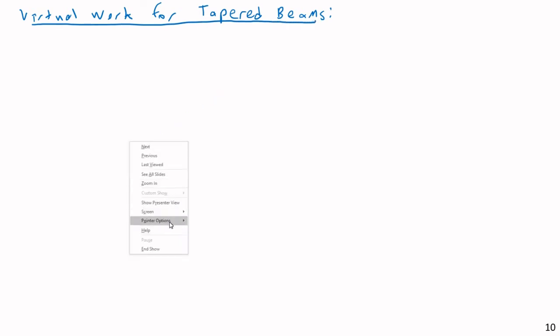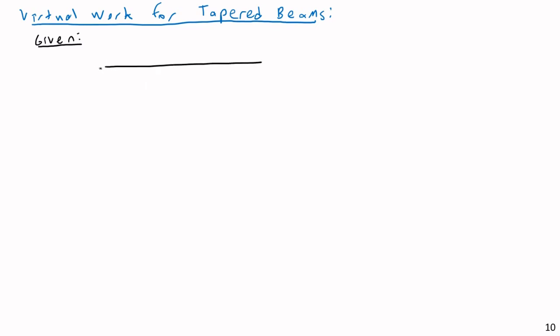And this is just to show really the flexibility of the virtual work method. So let's consider a problem with a tapered beam. Now, if you're not familiar with the terminology, a tapered beam, of course, is one where the cross-section is not constant. So given this, let us say we are given the following. I'm going to have a fairly simple loading, a simply supported beam, and let's say there is an 18 kip point load in the middle.